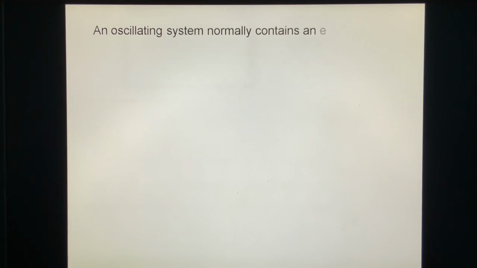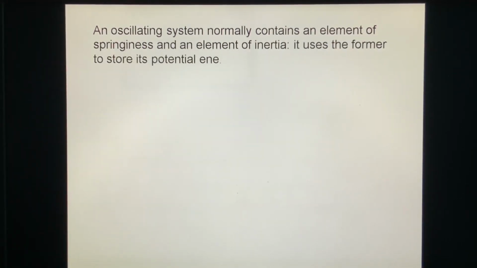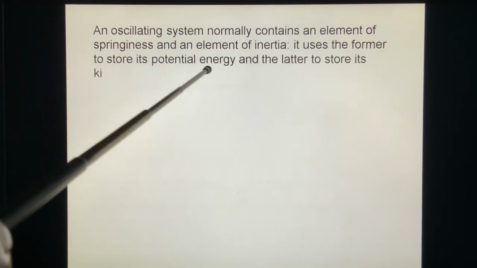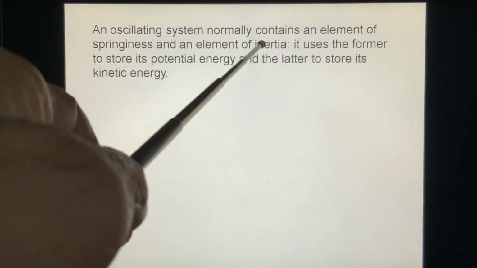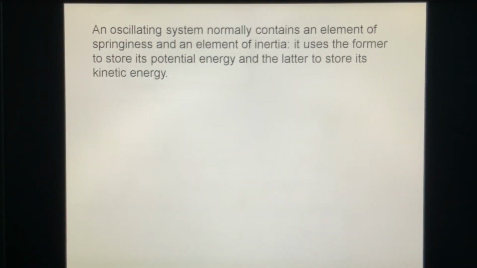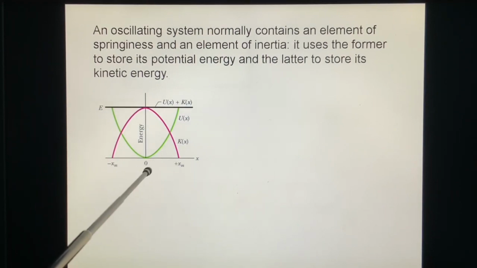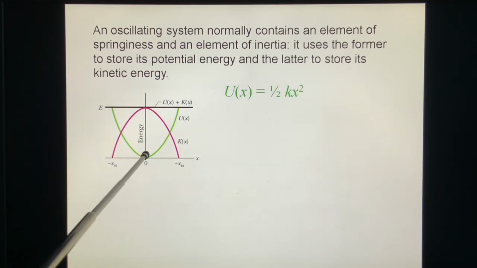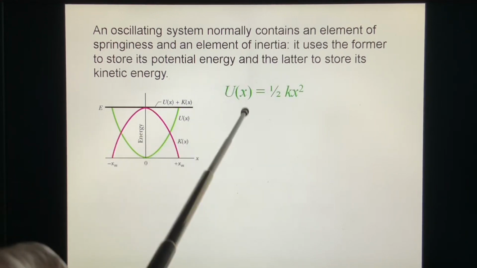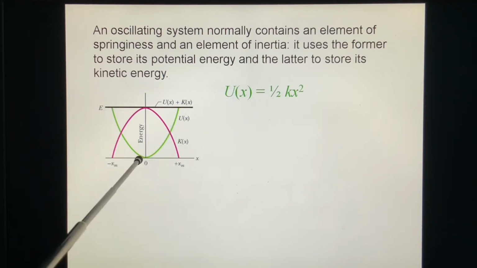An oscillating system normally contains an element of springiness and an element of inertia. It uses the former, the springiness, to store its potential energy, and the latter, called the inertia, to store its kinetic energy. We look at this one: x vibrates, and this is time. When x equals 0, the potential energy is 0.